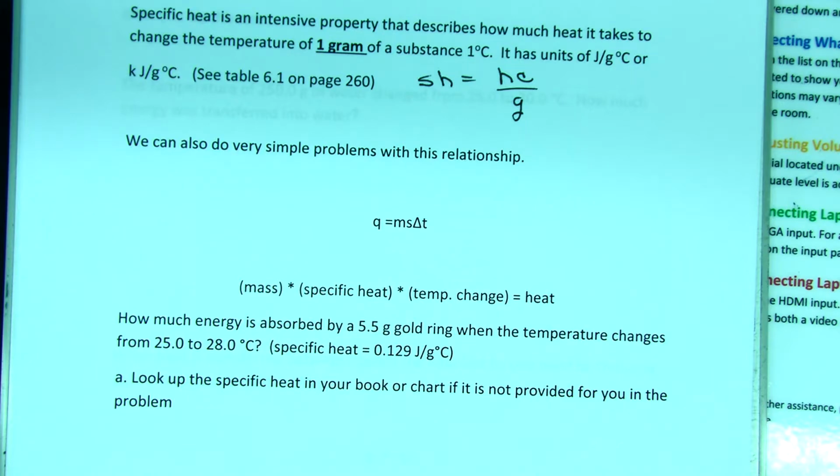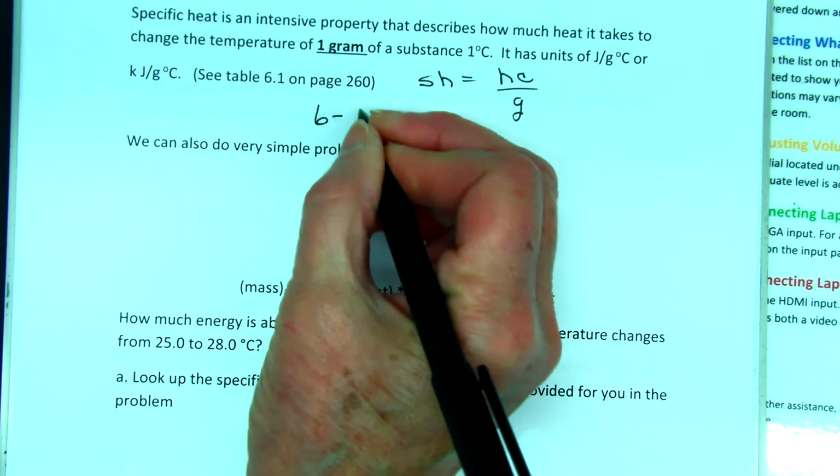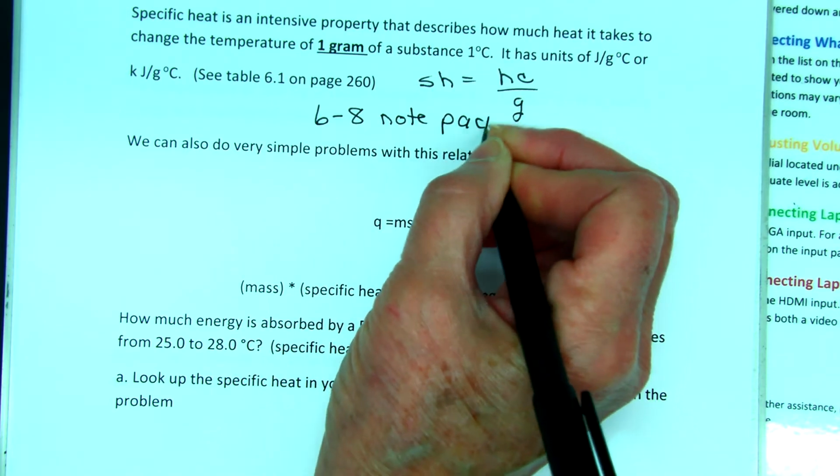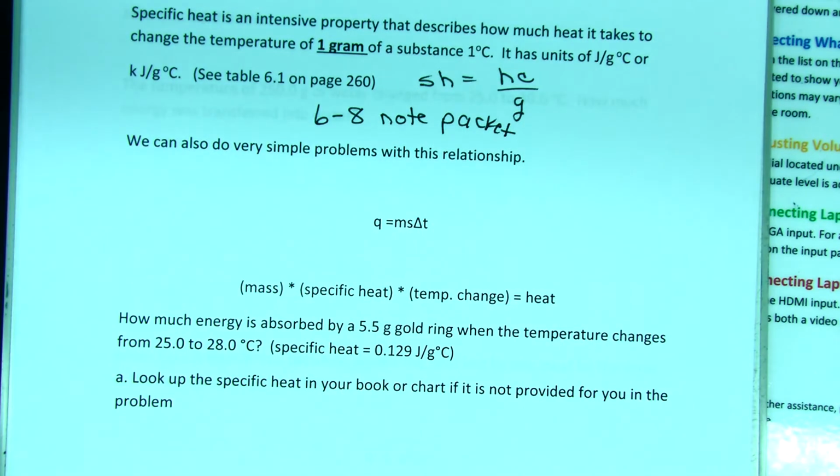And specific heats are information that's well documented and tabulated for you. And there is a table on page 260 in your book, or table 6.1. Also on page 6-8 in your note packet, I have included this table for you to make it easier for you to have it in class, because I know a lot of you don't carry your books.